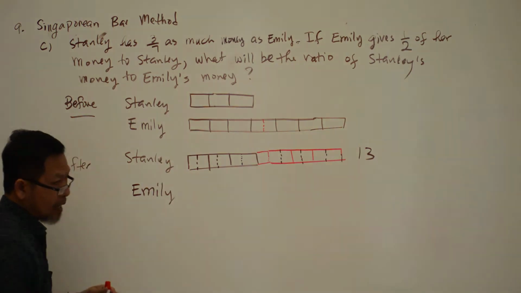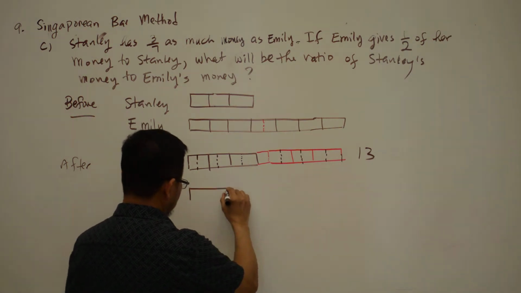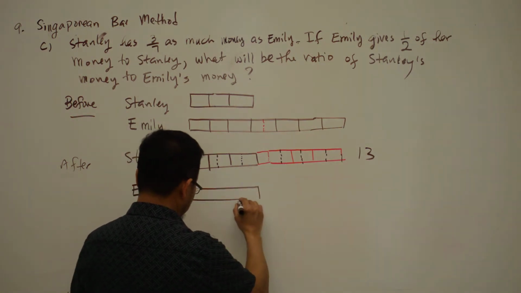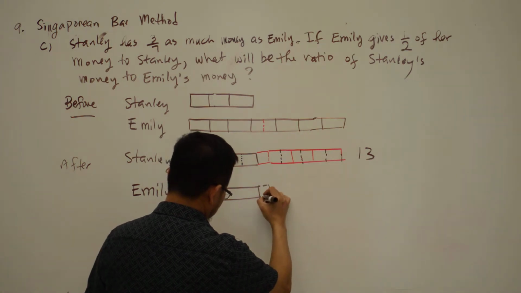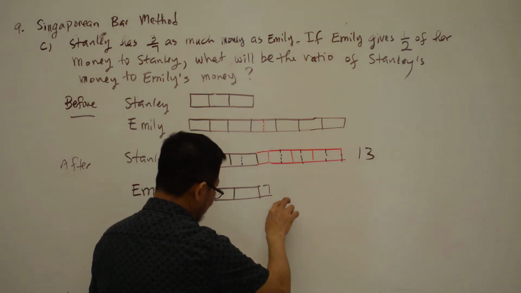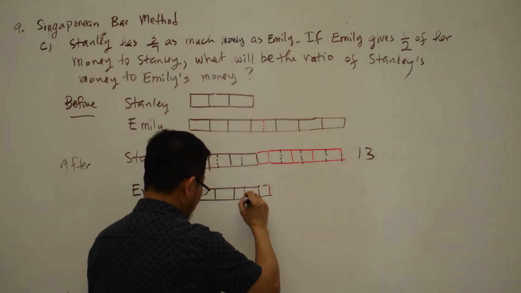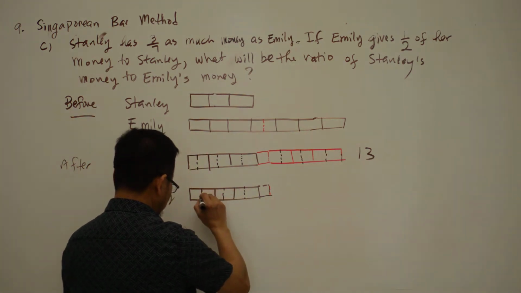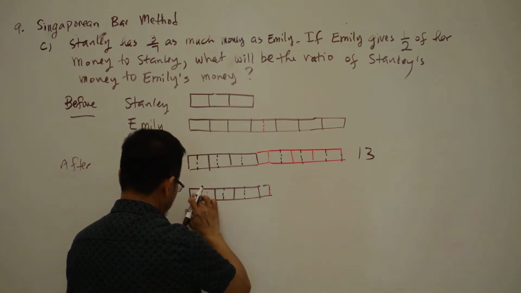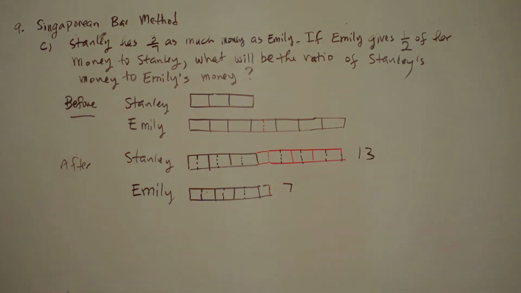Emily lost 3.5, so she remained only 3.5 now. So Emily remained 3 here and half here, and 3. Then remember, we have to have the same size of the box, so we have to divide half through here. What's the half? So 1, 2, 3, 4, 5, 6, 7. So that's the new ratio of Stanley to Emily. Okay.